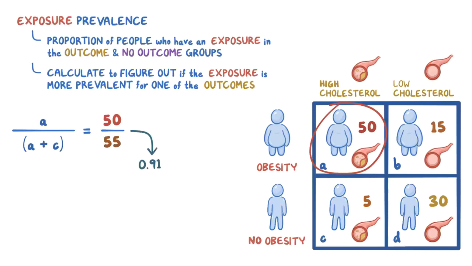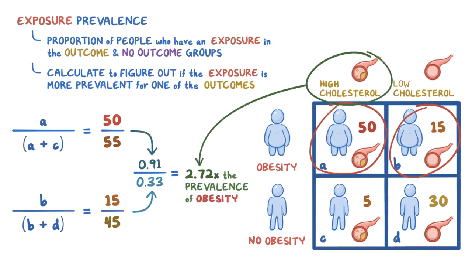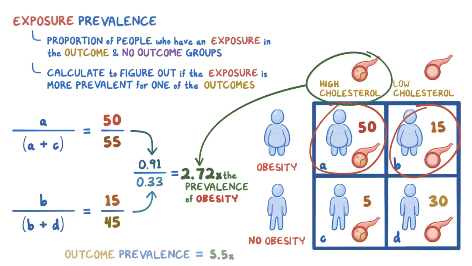We then compare it to the proportion of people who are obese in the group that has low cholesterol, so B divided by B plus D, or 15 divided by 45, which is 0.33. And 0.91 divided by 0.33 equals 2.72, which means that the people with high cholesterol have about 2.72 times the prevalence of obesity compared with people who have low cholesterol. Notice that the exposure and outcome prevalence are not the same number, so you can't assume that they will estimate each other.